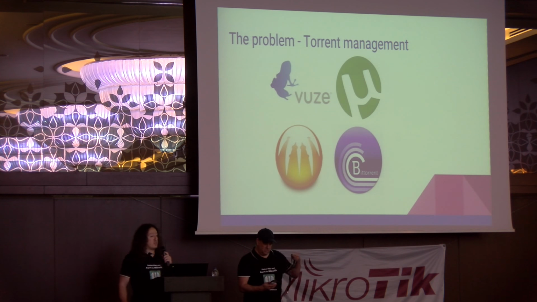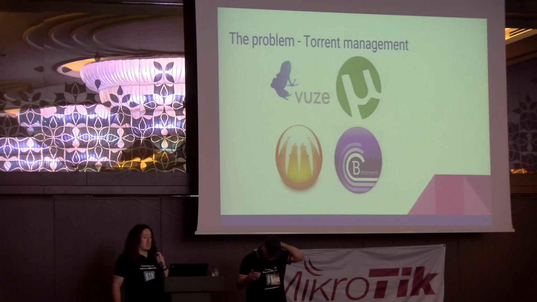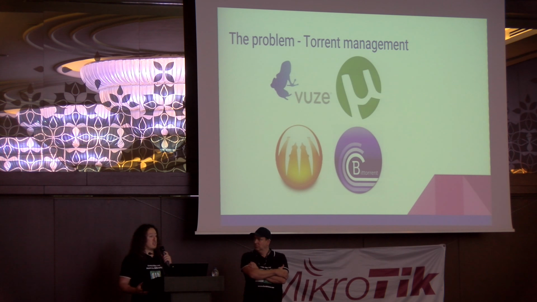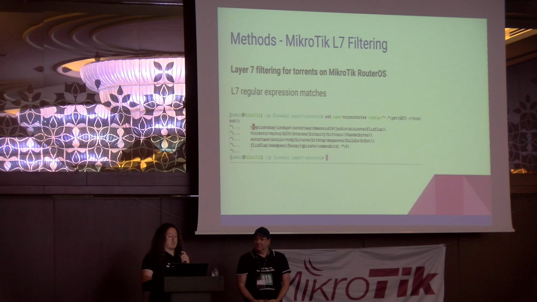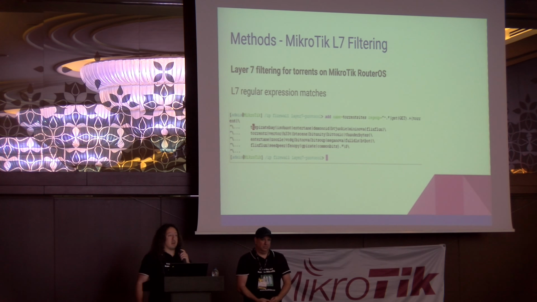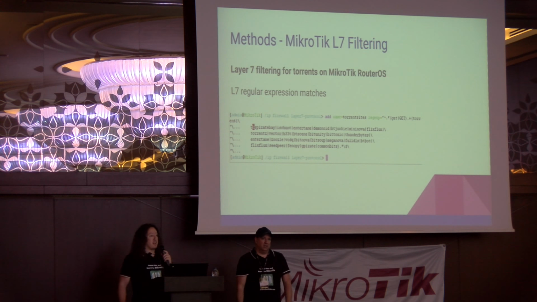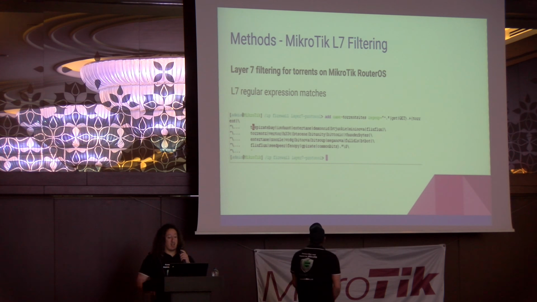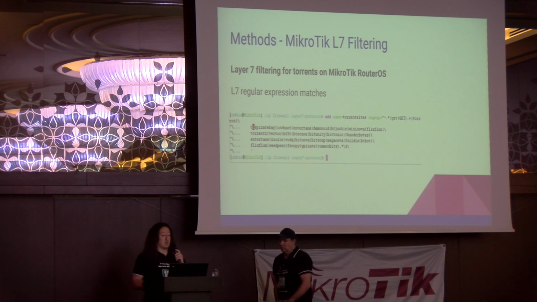Another problem of content filtering is torrent management. We have a few torrent clients: Vuze, BitTorrent, uTorrent. These are torrent clients that you have on the network, and for congested networks or for networks that you want to manage, such as your office, you might want to block torrent traffic. How do we do this? So there are various methods on a Mikrotik that you can address this problem. One of the first ones that you might come up with is layer 7 filtering. If you search for anything based on torrent traffic, you will notice there are regular expressions that you can use on layer 7 filtering. Now, we'll discuss pros and cons of this in a moment.